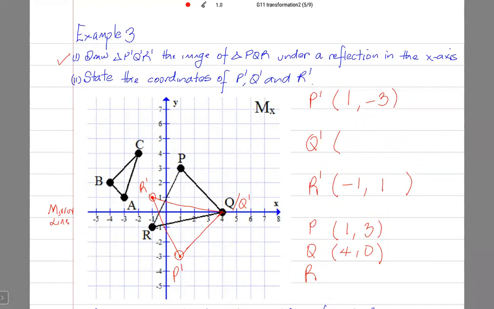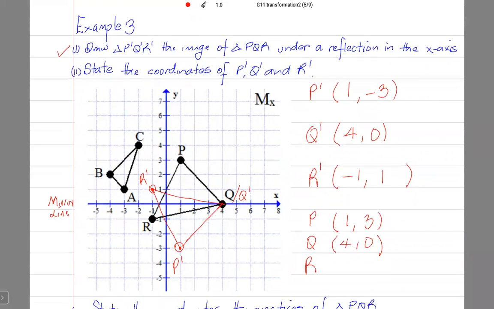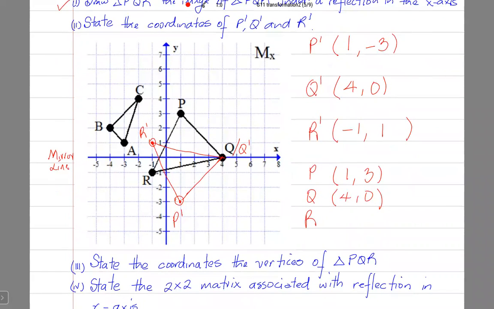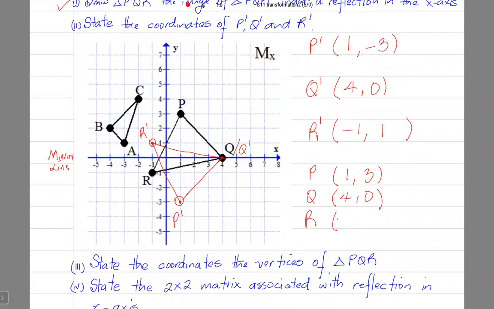So this is 4, 0. And lastly, R is the point -1, -1. And if you do a comparison between P prime, Q prime, R prime, and PQR, you will see that the difference between the points on the objects and the points on the image is that the sign of the y coordinate changes.